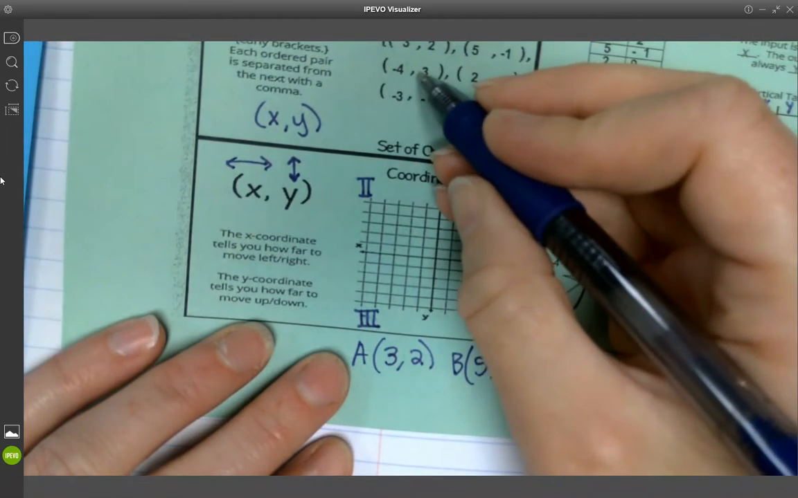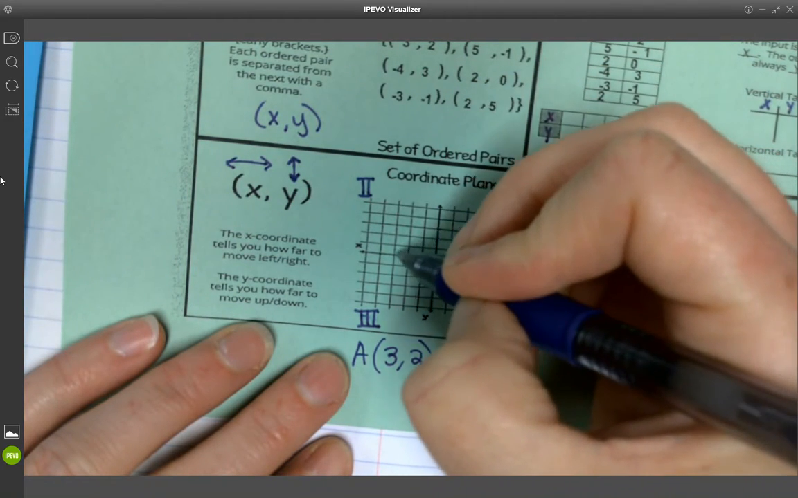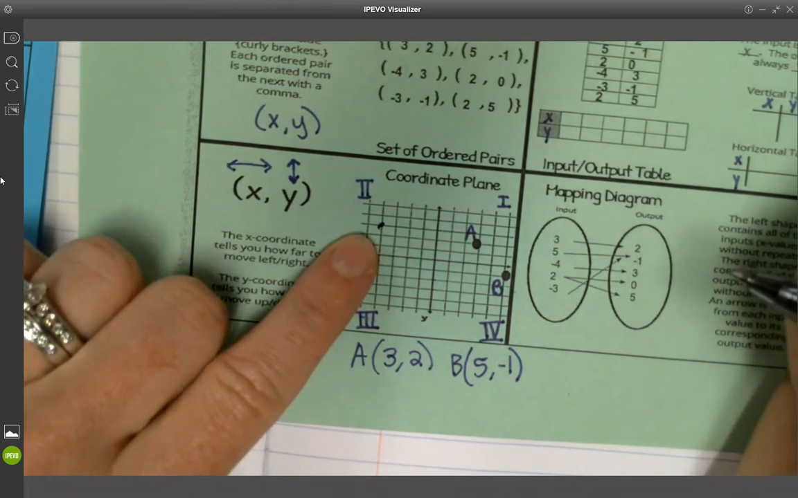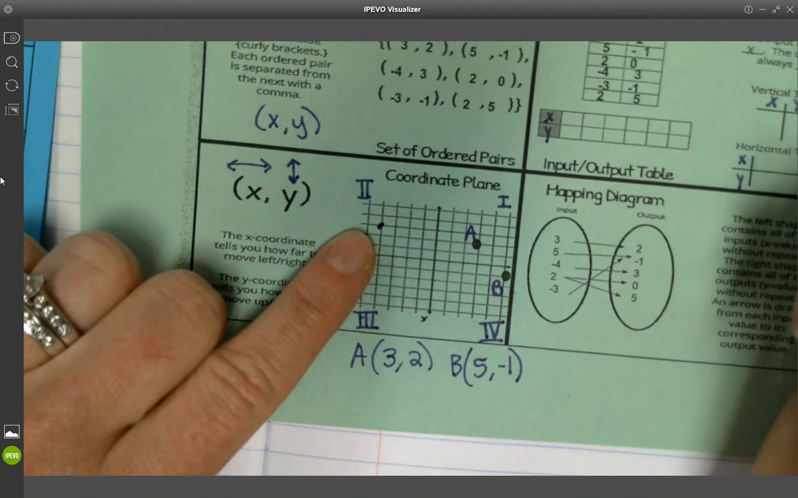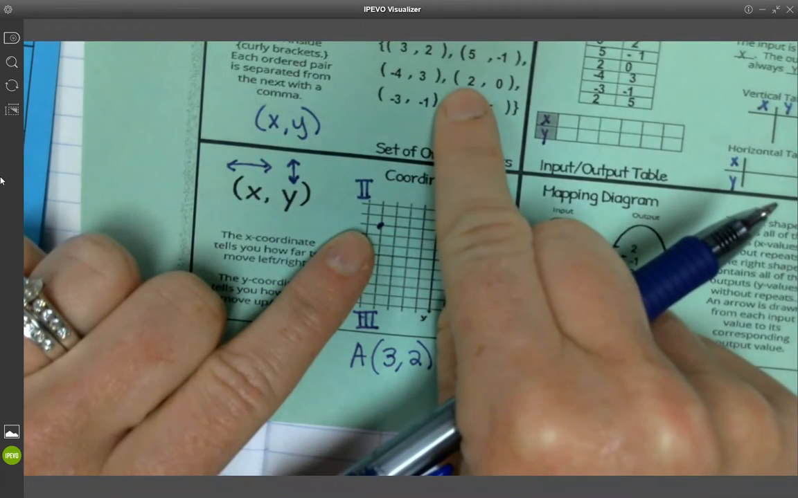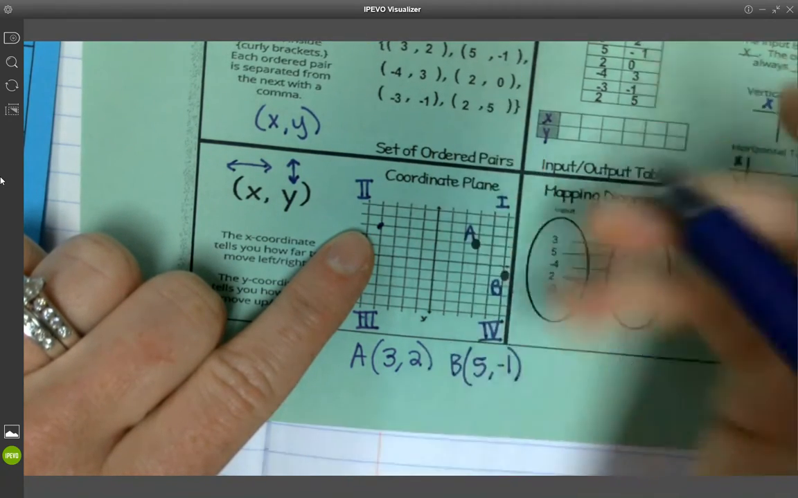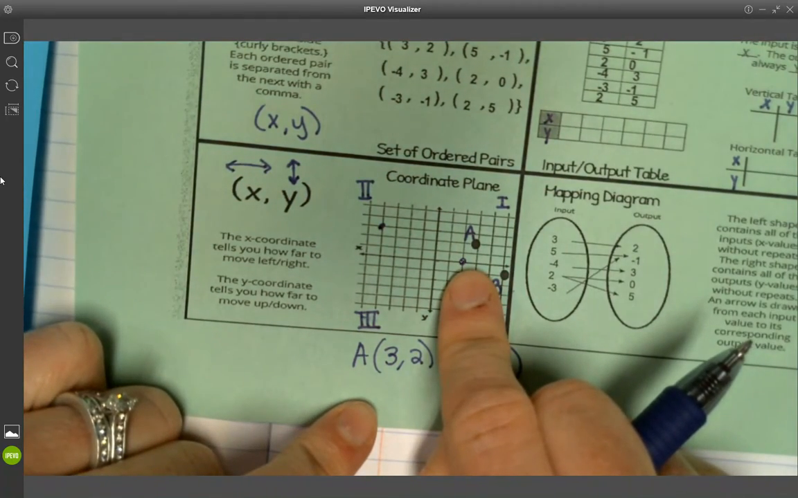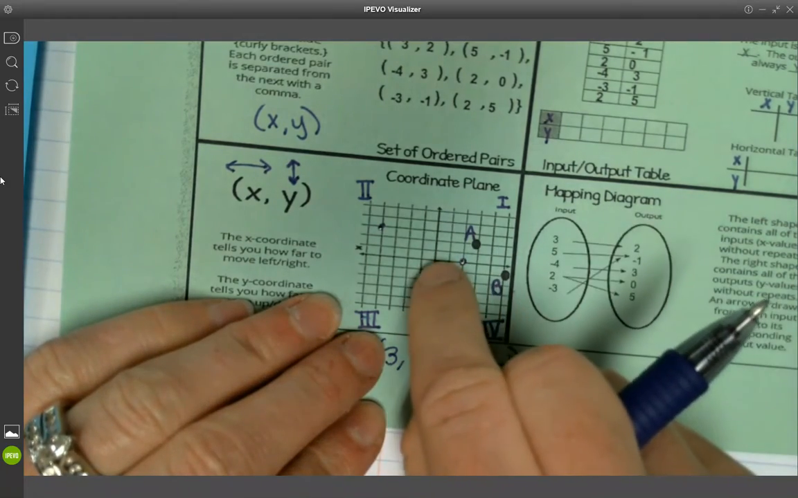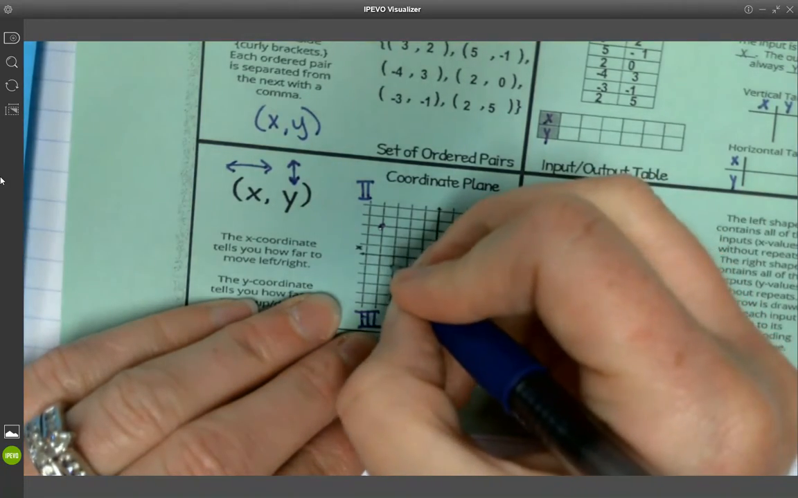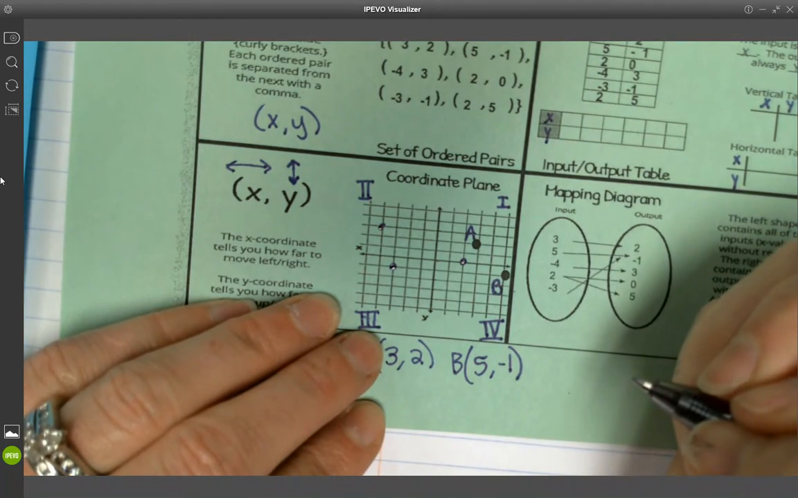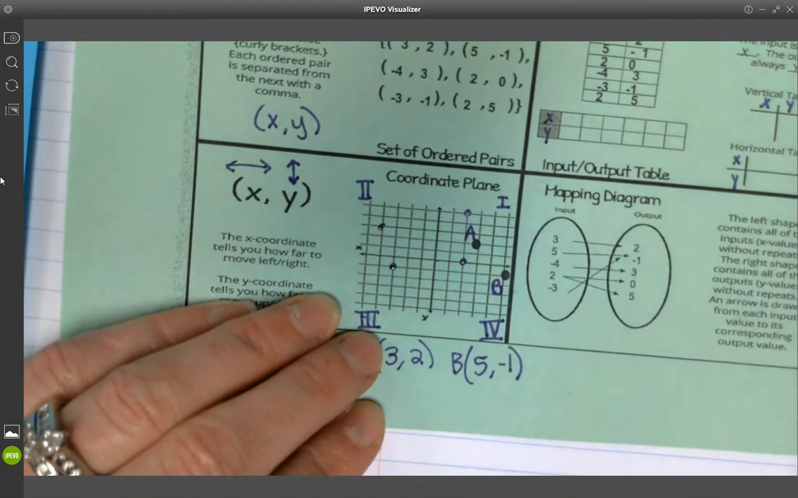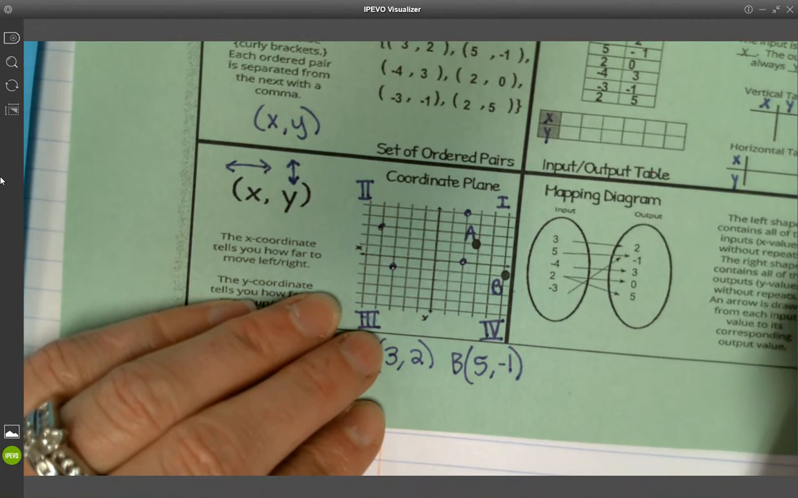All right, I'm going to go ahead and plot them. So negative 4, 3. So I'm going to go left 4, up 3. So check your point with mine. And then 2, 0, I'm going to go right 2 and stay where I'm at, 0. So over 2, 0. That's on the x-axis. Negative 3, negative 1. I'm going to go left 3 and down 1. And then 2, 5, right 2, up 5. So we should have all 6 points on there now.